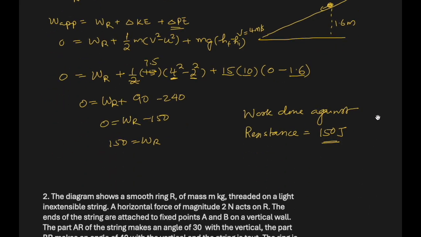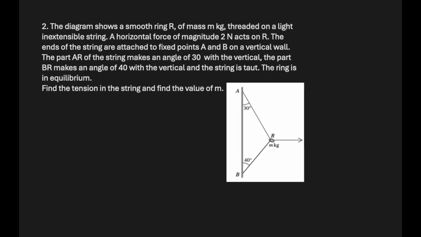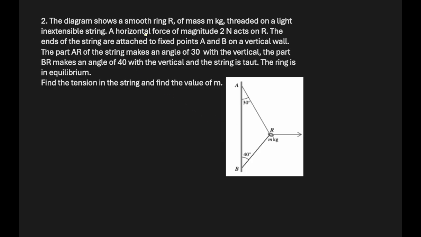Alright, let's move on to question number 2. The diagram shows a smooth ring R of mass m kg threaded on a light inextensible string. A horizontal force of magnitude 2 Newton acts on R. The ends of the string are attached to fixed points. The angles are 30 degrees and 40 degrees with the vertical. In both cases, the ring is in equilibrium, so nothing is moving. Find the tension in the string and find the value of m.